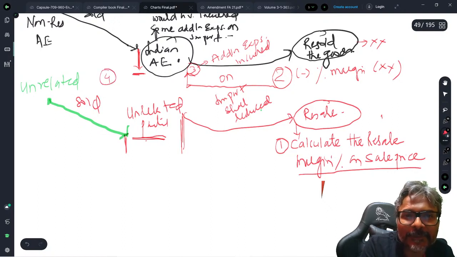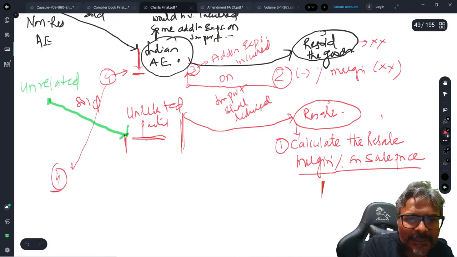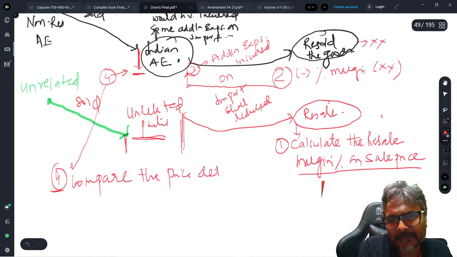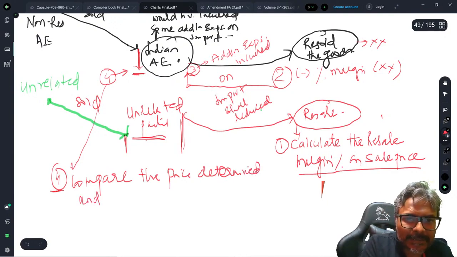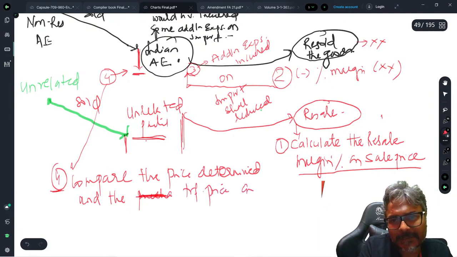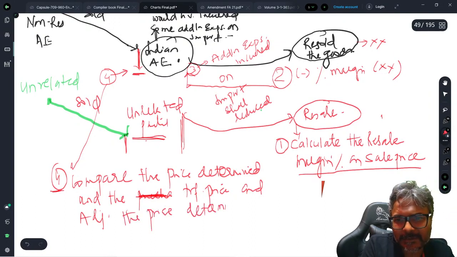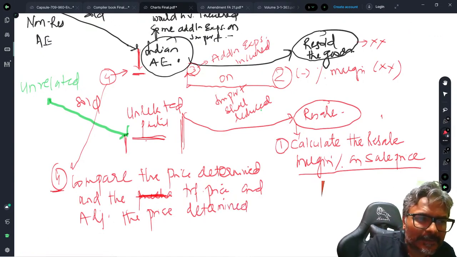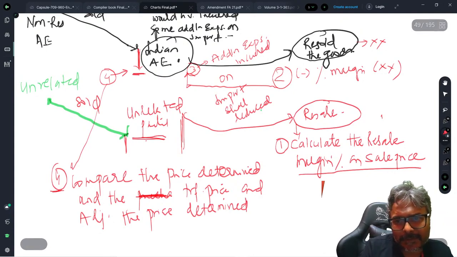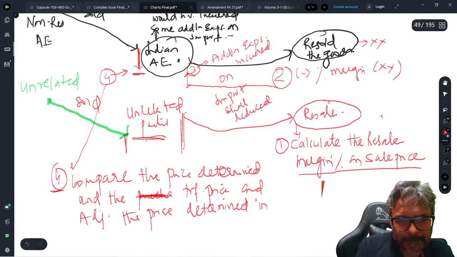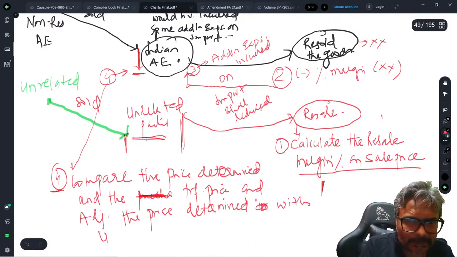Now this is the most important point, number 4. Now, what you do, point number 4, I'm just writing it over here. The fourth point, students, is that you need to compare the price arrived at, the price determined, and the purchase and the transfer price. And adjust the price which is determined with uncommon factors.